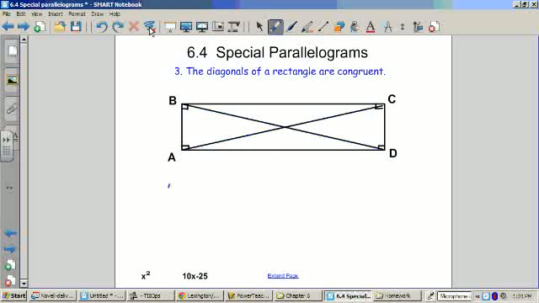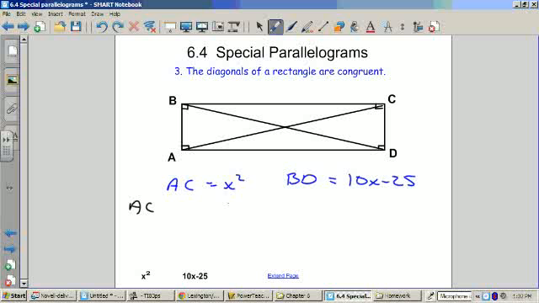What might I ask you? I might say, okay, AC is equal to x squared, and BD is equal to 10x minus 25. And what would then be AC? Yes, I know it's x squared, but I actually want a numerical value.